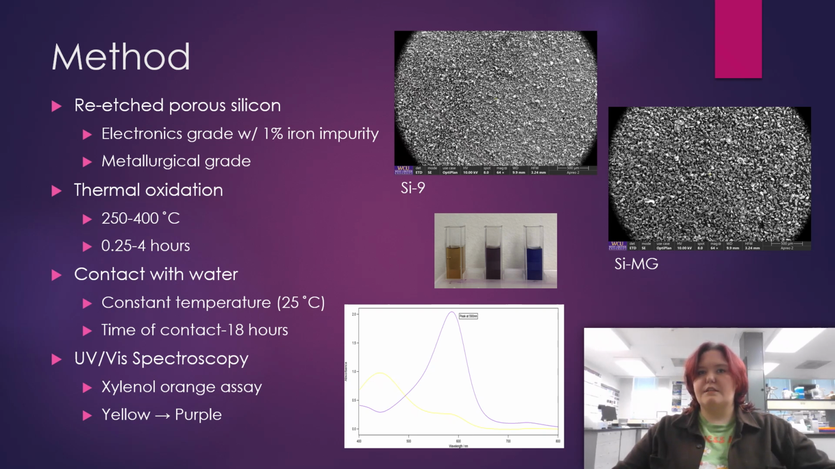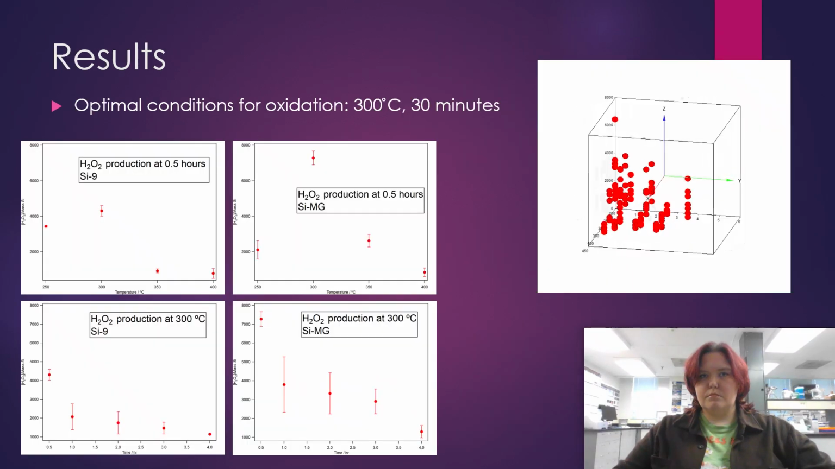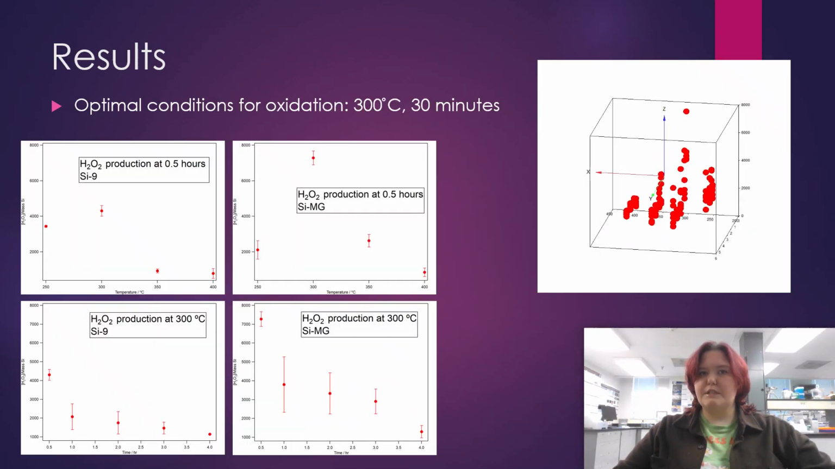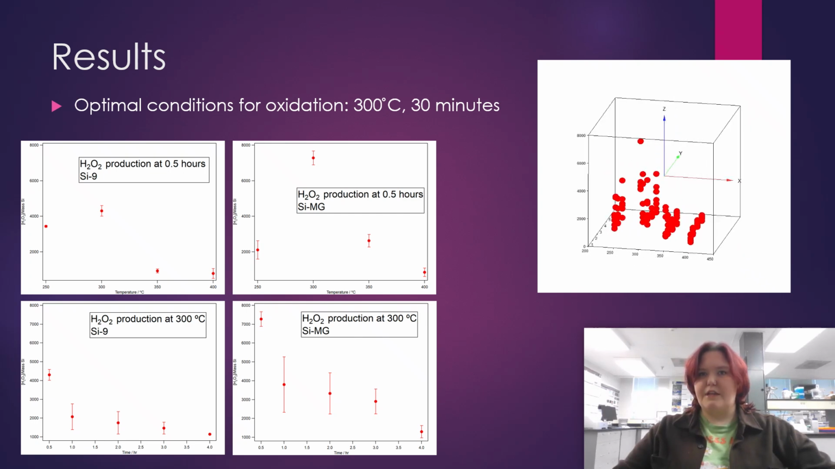Then, to test the effects of water contact time, samples were tested in the range of immediately after making contact with the silicon to 18 hours later. All hydrogen peroxide concentrations were measured with a UV-Vis assay, using xylenol orange, which changes from yellow to purple with increasing peroxide concentration. It was determined that the optimal conditions for thermal oxidations are to anneal the porous silicon powder at 300 degrees Celsius for half an hour.